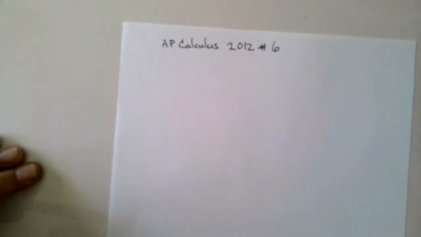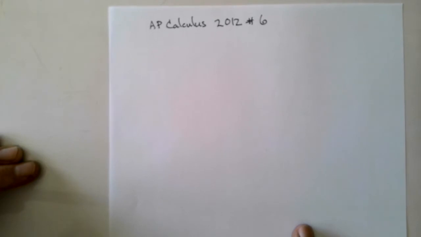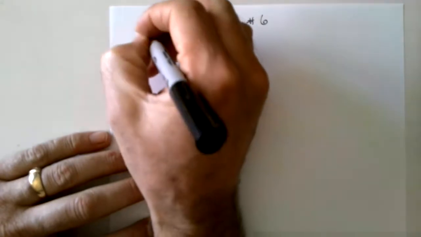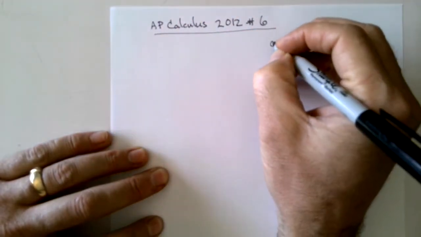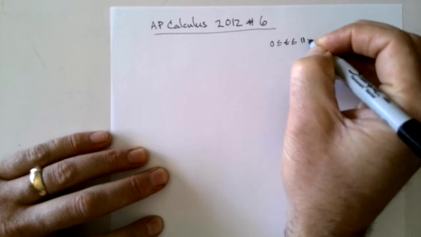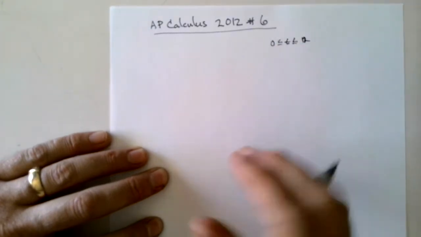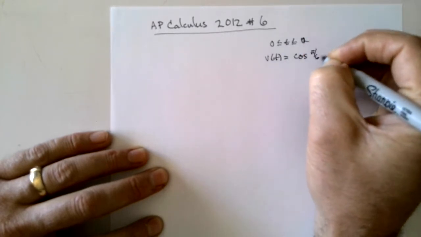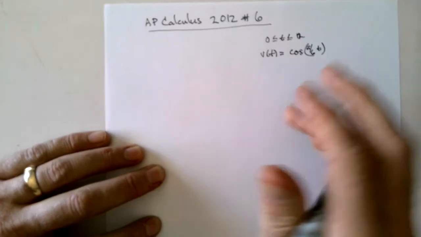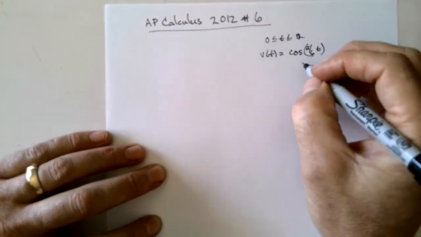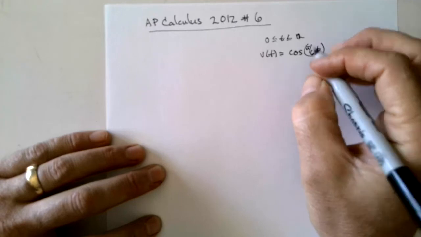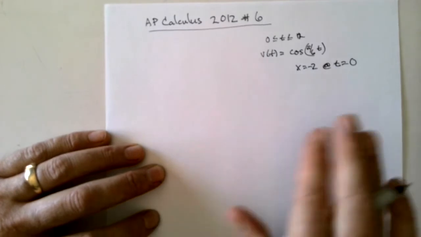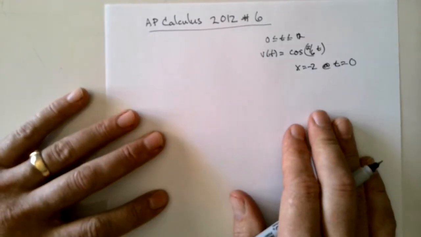Okay, students, this is 2012 problem number 6 that we're going to be looking at right now. It talks about a particle over time from 0 to 12, and it says that the velocity function is equal to cosine of pi over 6t. And the position is -2 at time equals 0. So that means x is equal to -2 at time equal to 0, so it starts out with a position at -2.